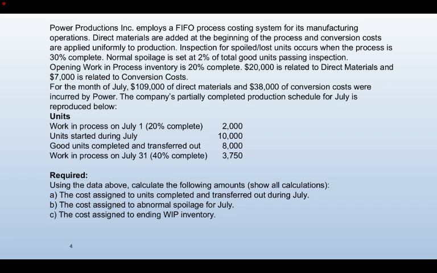Of the ending work in process, there's 3,750 units. Yes or no? Did they pass inspection? Or are they still waiting to be inspected? It's got to be one or the other, right? What do you think? Make a guess.